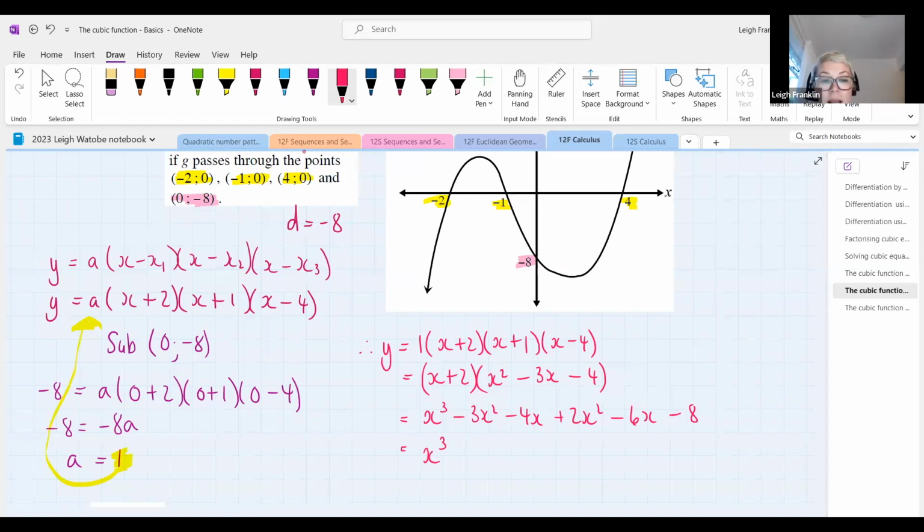And now we can collect our like terms. So this gives us x cubed minus x squared minus 10x minus 8. And there is our equation of g of x. All right, any questions? Okay, where did I go too fast? Lebogang?